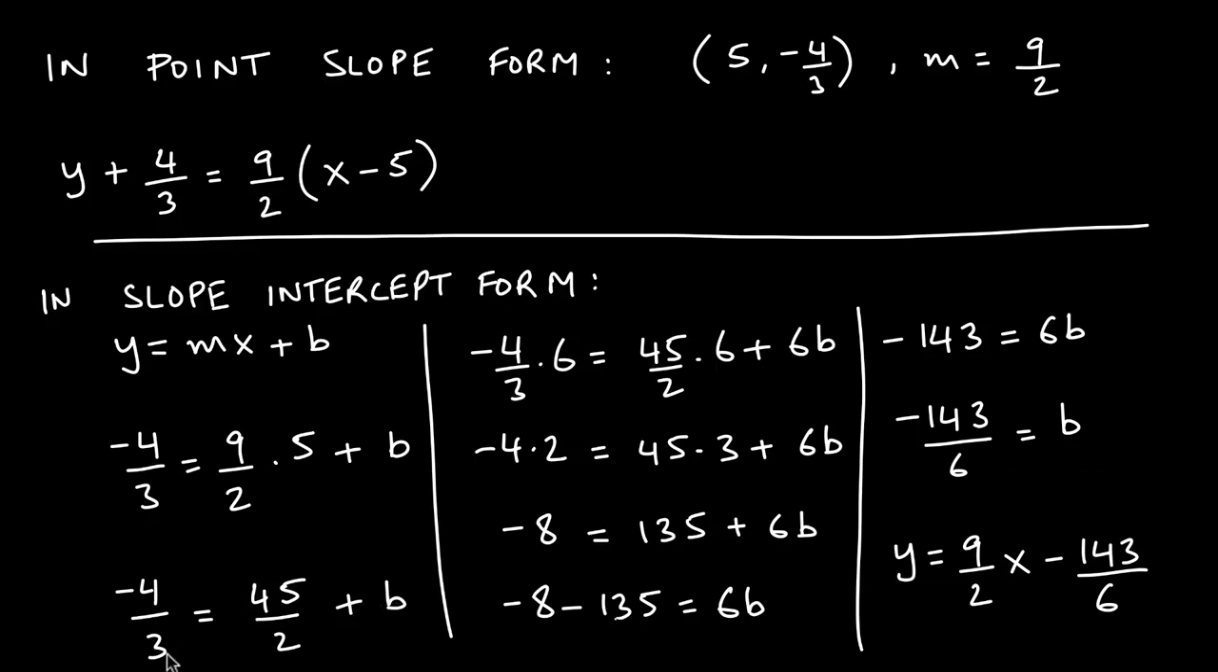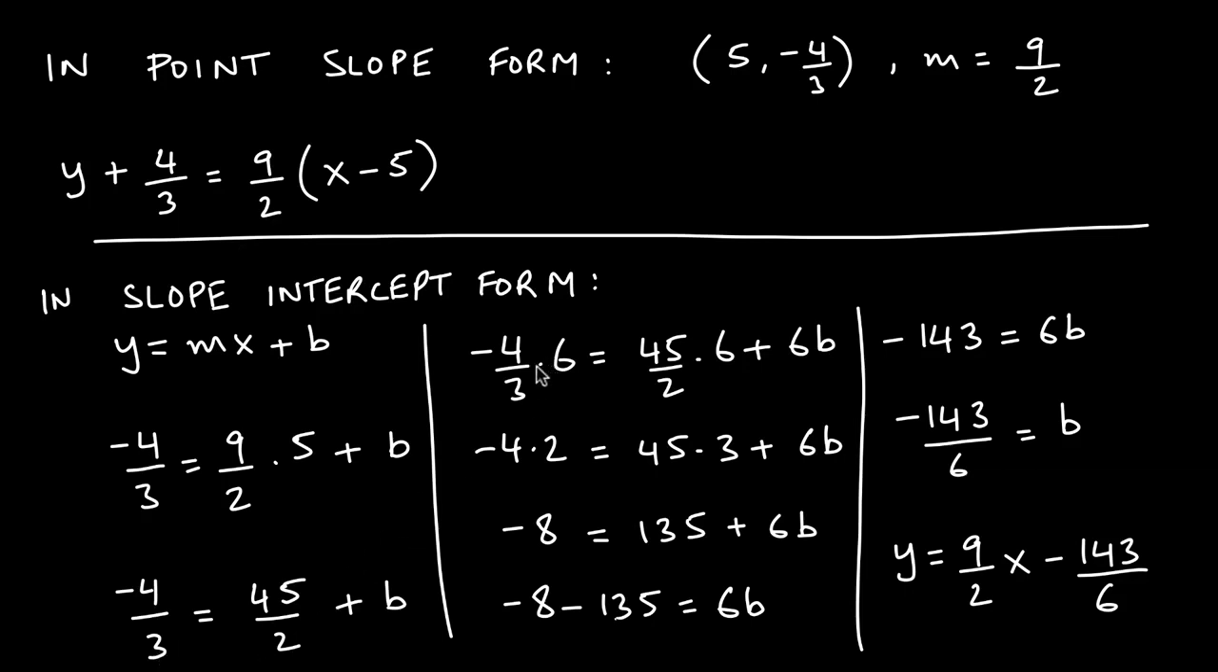Now notice that here I have a fraction with a 3 in the denominator and a 2 in the denominator. If I wanted to clear these fractions, I would multiply the entire equation by 3 to get rid of this 3 in the denominator, but I would also need to then multiply by 2 to get rid of the 2 in the denominator. So I could save time, and hopefully you guys see this at this stage because we've been doing it for quite a while. 3 times 2 gives us 6.